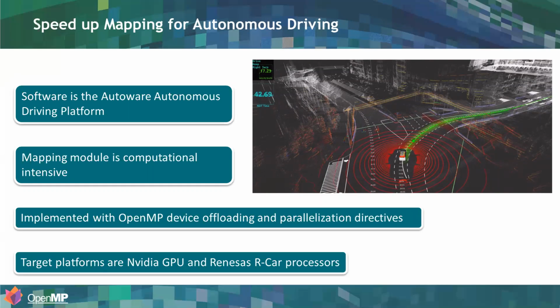The target platforms, in this case, are NVIDIA GPUs and Renesas R-Car processors. And this is for the device offloading, where you have your computations. Data is then sent to the accelerator, the computations are done on the accelerator, and the results come back to the host. The AutoWare autonomous driving platform is available for manufacturers to use.